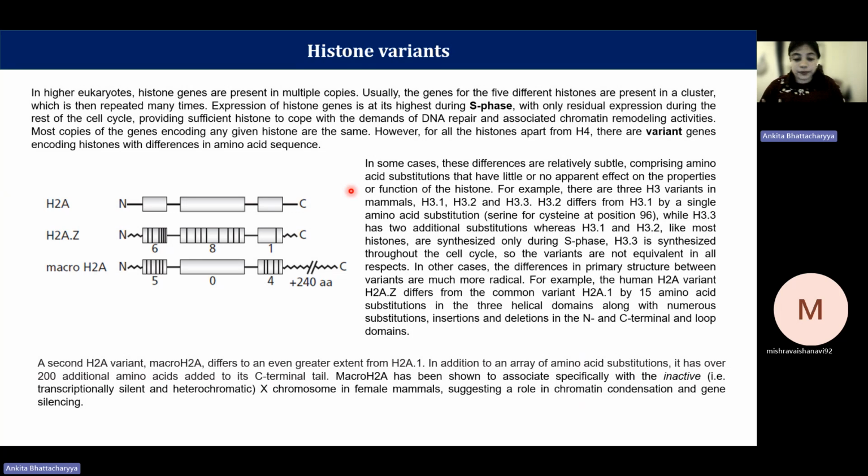And while some of them are hazardous, a lot of them don't really make much of a difference for the cell. We'll discuss all of that in the next class. But for today, I wanted to end on this note, discussing histone variants.